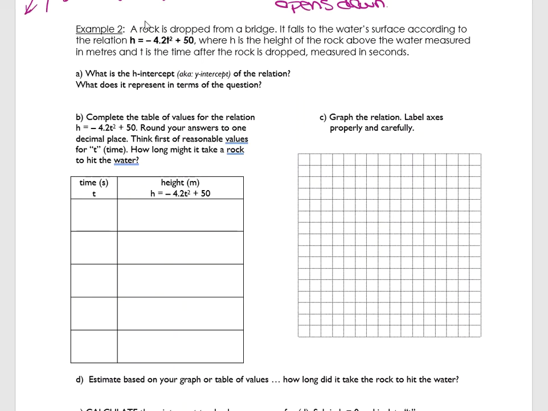Example 2, a rock is dropped from a bridge. It falls to the water surface according to this relation. This is an equation that's telling us how the rock is falling. H is the height of the rock above the water, measured in meters, and t is the time after the rock is dropped, measured in seconds. So if I took this equation and I said, well, where's the rock after a half a second? Well, then I'd plug in a half here, I'd work it all out, and I'd get the height after a half a second.